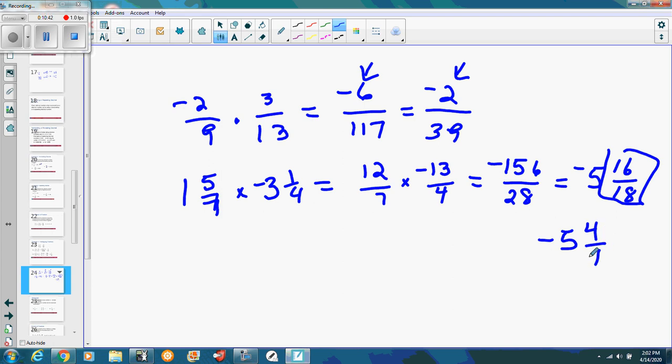So make sure, especially on the homework, that you go to the most reduced answer, okay? Make sure you don't leave it as an improper fraction, and make sure you go to the reduced answer.